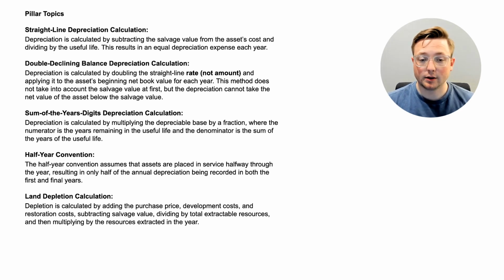This depreciation is calculated by doubling the straight line rate, again, not the amount, the rate. So if it was 20% for the straight line method, it'd be 40% for the double declining, and applying it to the asset's beginning net book value for each year. This method does not take into account the salvage value at first, but the depreciation cannot take the net value of the asset below the salvage value.